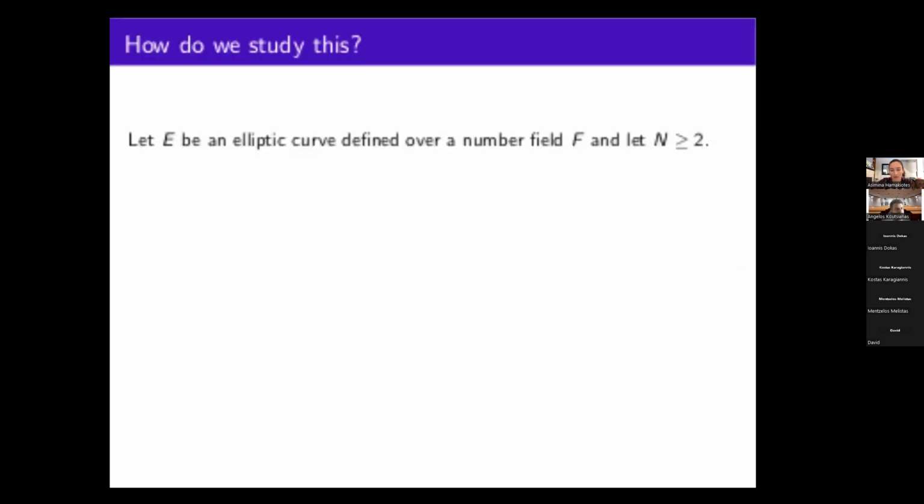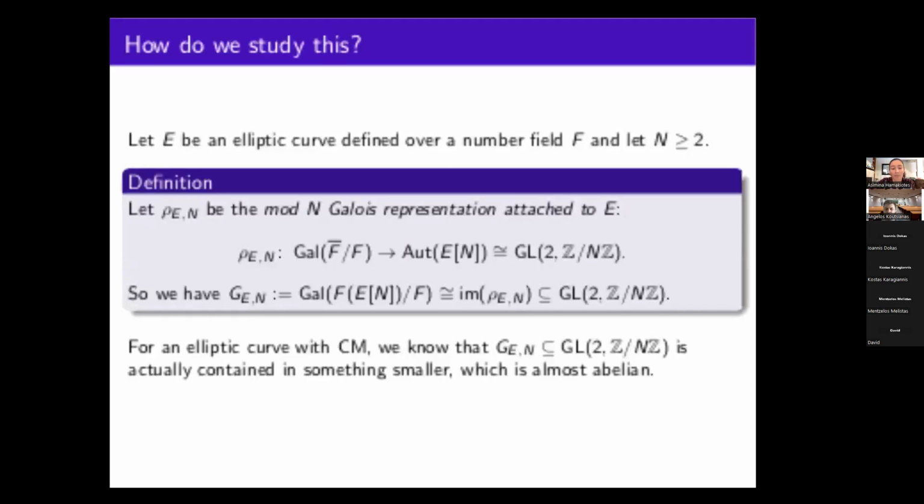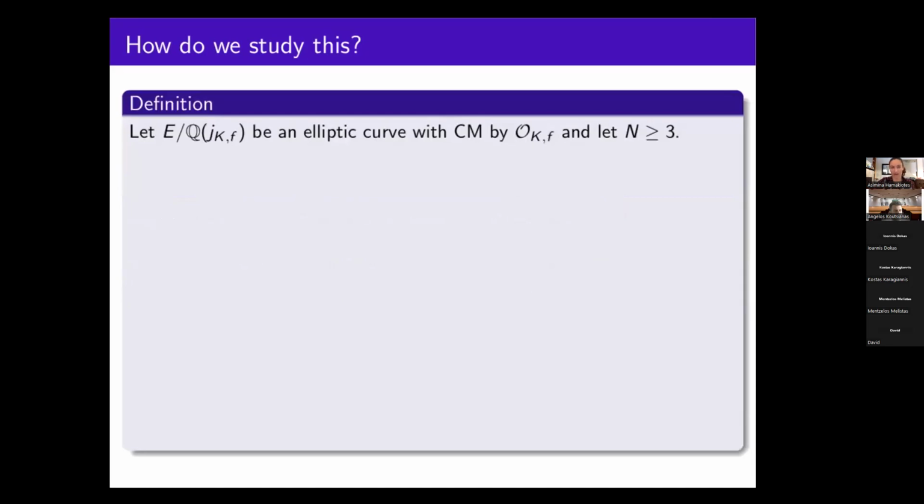So a natural question to ask is, well, how do we study this? How did we figure all that out? And this comes back to Galois representations. So this is the same definition I showed earlier. This is just the definition of a Galois representation for any elliptic curve. There's nothing special about it. But for an elliptic curve with CM, we know an even smaller subgroup of GL2 Z mod NZ that it's contained in. And this subgroup's almost abelian. So I'll go over that now.